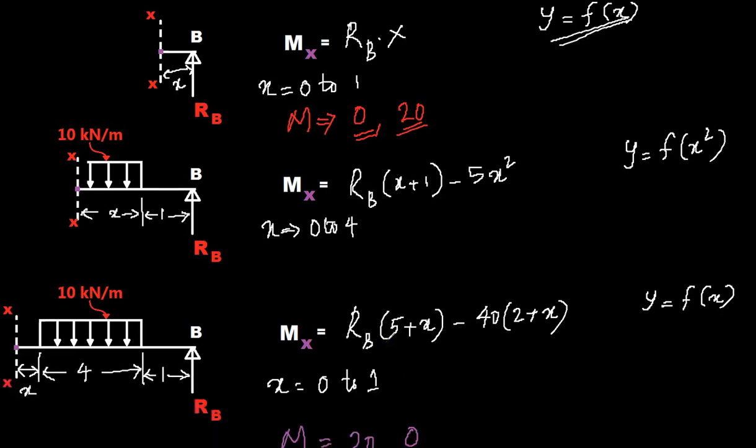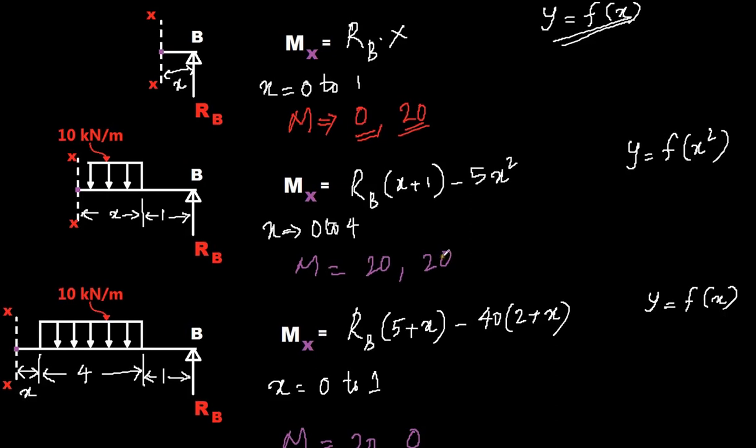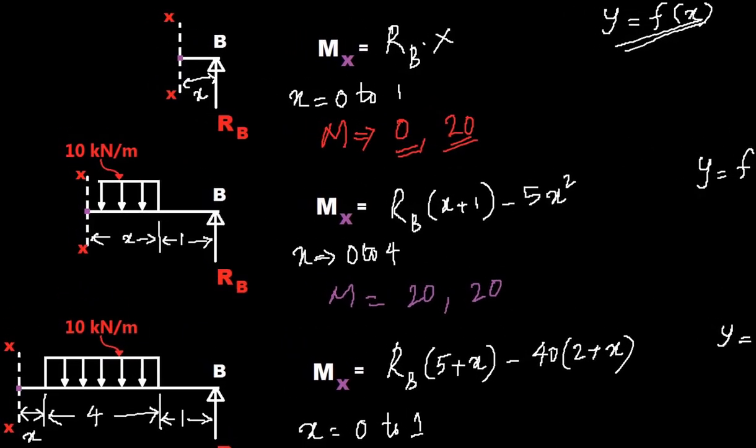So at x equal to 0, the moment will be RB times 1, that is 20, minus x equal to 0, so this term will be 0. And at x equal to 4, that will be RB times 5, that is 100, minus 80, that is 20 again. So at these two values you have 20 and 20, but you don't know the maximum value of that equation.